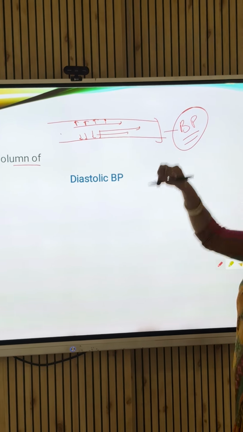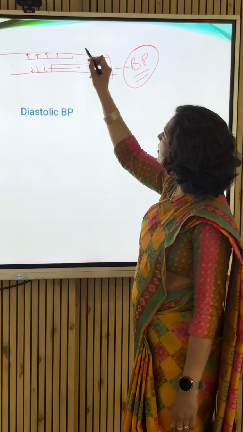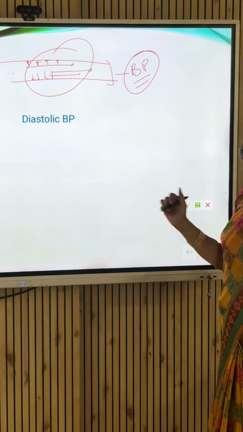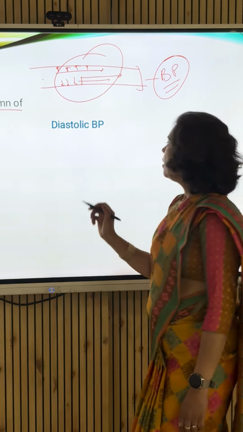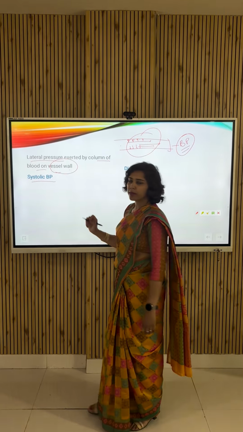Here we are talking about the arterial blood pressure. So we can say the lateral pressure that is exerted by the column of blood on the walls of arteries is called arterial blood pressure. Now there are two terms, diastolic blood pressure and systolic blood pressure.